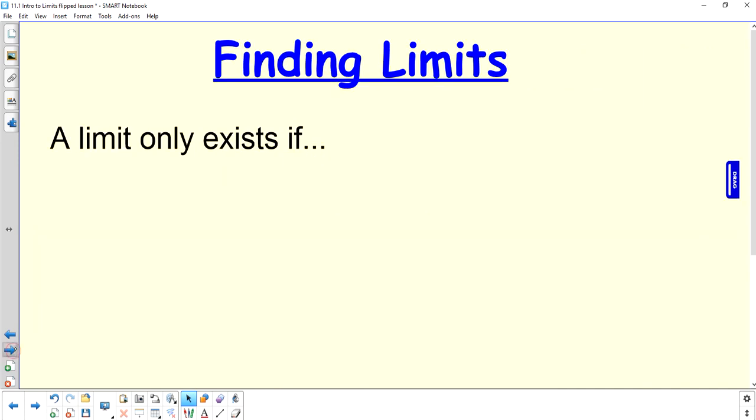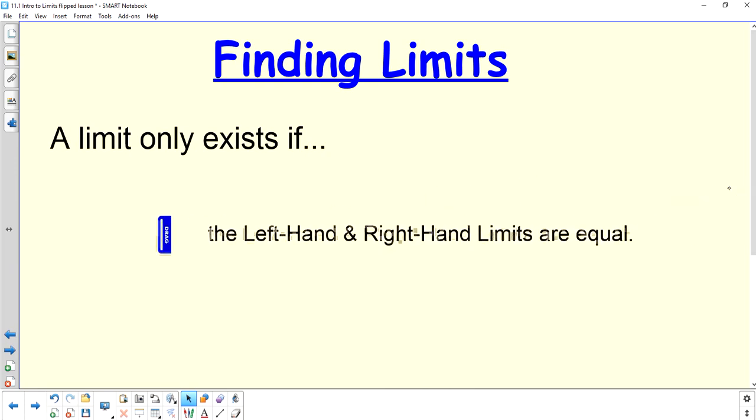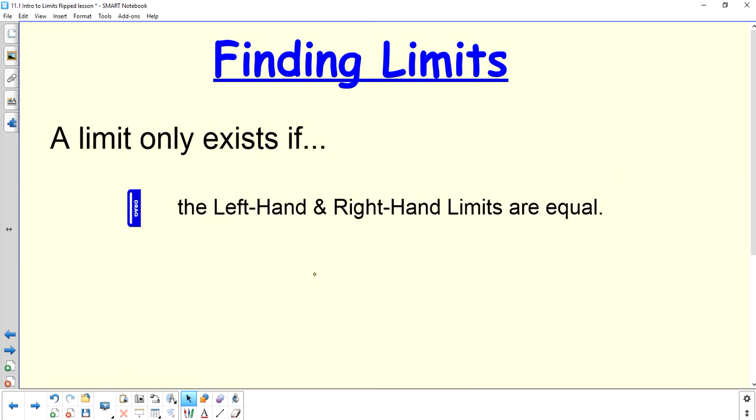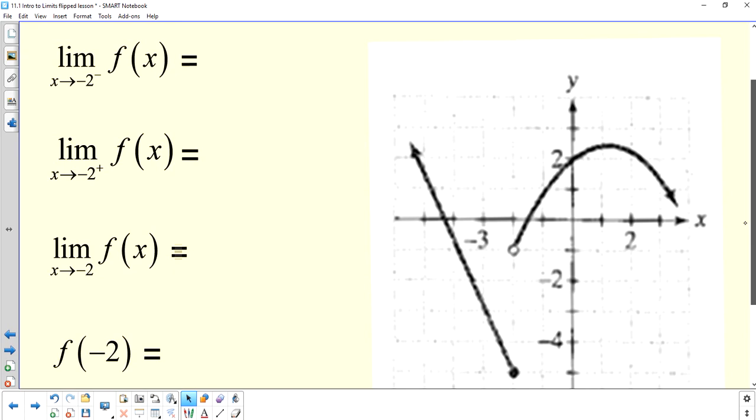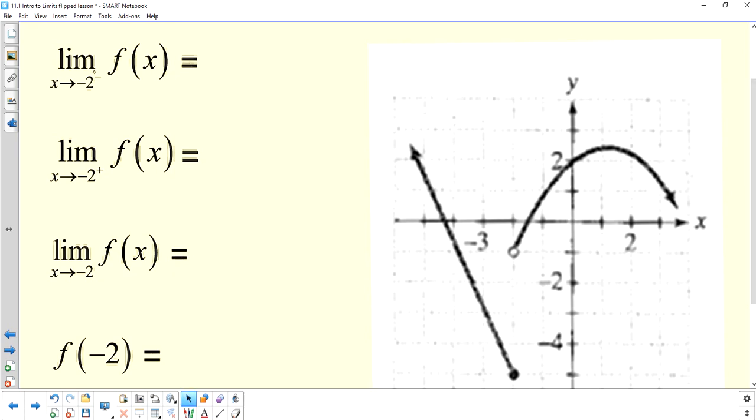The reason we talk about that is because a limit doesn't always exist, and if it is going to exist, then our left-hand side and our right-hand side have to be equal. Another thing that may be true now, if we look at our graph, is I've got four things I want to look at here. So you can see we're looking for the left-hand side, the right-hand side, and then the limit overall when we don't put a symbol there, and then what is it actually at, f of negative 2.